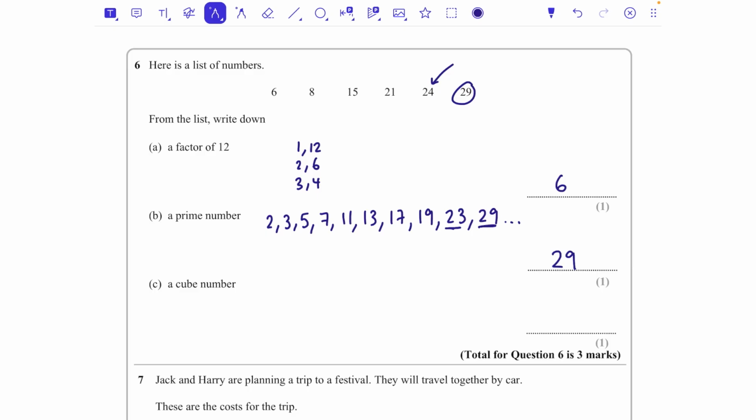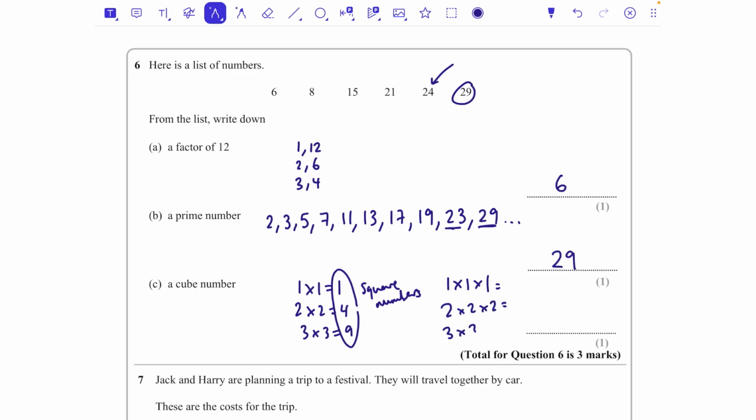Now, square numbers are when you times a number by itself, the answer you get. So 2 times 2 is 4, 3 times 3 is 9. These numbers here are square numbers. But we're going to go one step further here because we want a cube number. That means we do 1 times 1 times 1, 2 times 2 times 2, 3 times 3 times 3, and so on. So we're timesing the number by itself and then by itself again.